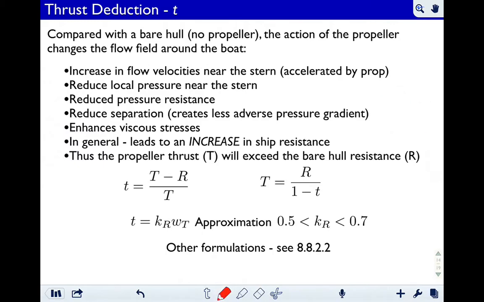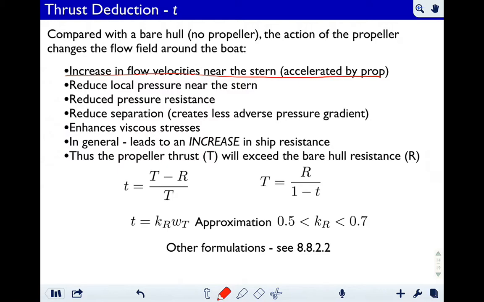So up to now we've calculated resistance of bare hull boats without a propeller because it's complicated to include the propeller. The effects of the propeller essentially affect that resistance, and that we can quantify through the thrust deduction. So what does it do? A key thing is this. The propeller accelerates the velocity near the stern, essentially sucking water over the stern faster than it would normally be flowing on the stern in the absence of the propeller.